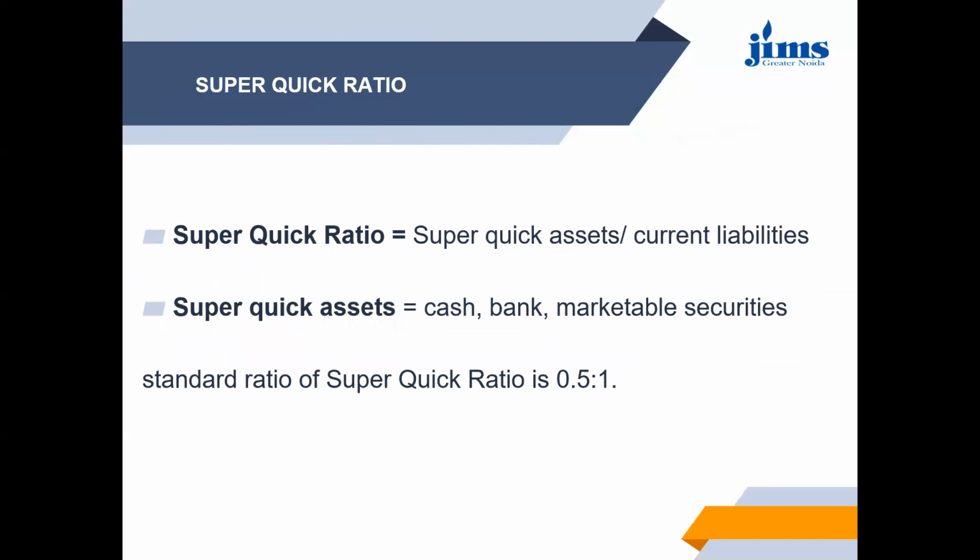Next is the super quick ratio. Super quick ratio tells us the relationship between super quick assets and current liabilities. Now super quick assets means only in cash form or ready to be in cash form, like cash in hand, cash at bank, or marketable securities. So super quick ratio should be at least 0.5:1. So super quick assets should be half of the current liabilities.